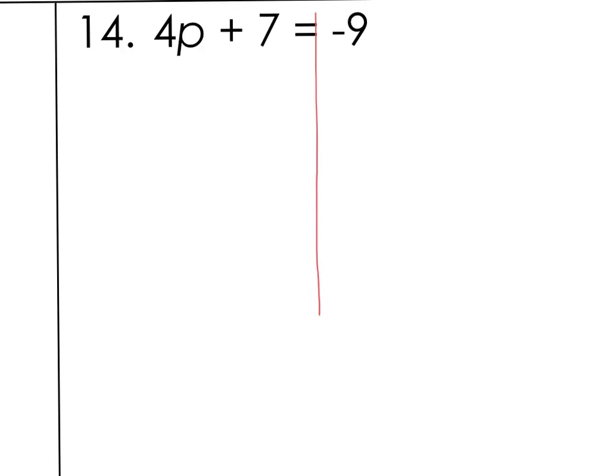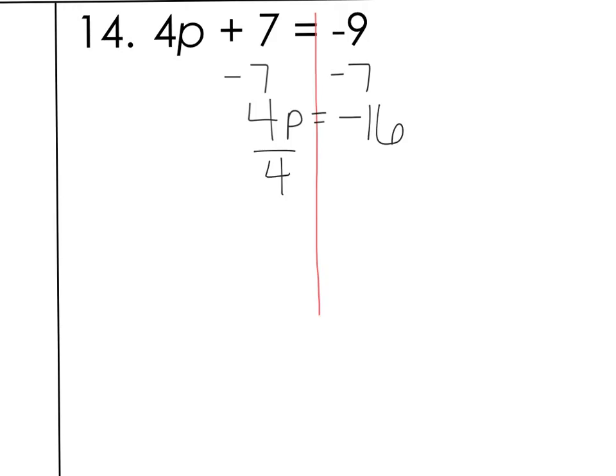4p plus 7 equals negative 9. I need to start getting rid of things that aren't directly connected to the variable. So I'm going to subtract 7 from both sides. Be aware what you have going on here. You have negative 9 minus 7. If you put that in your calculator, you get negative 16.